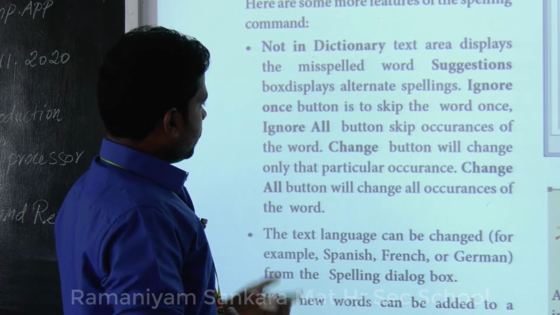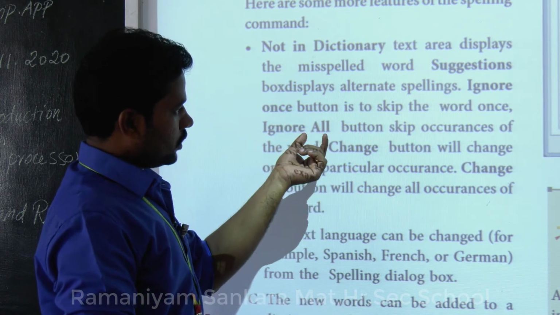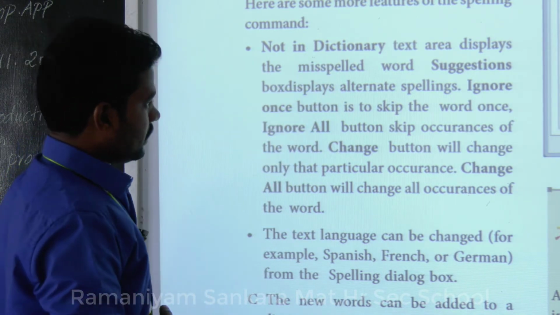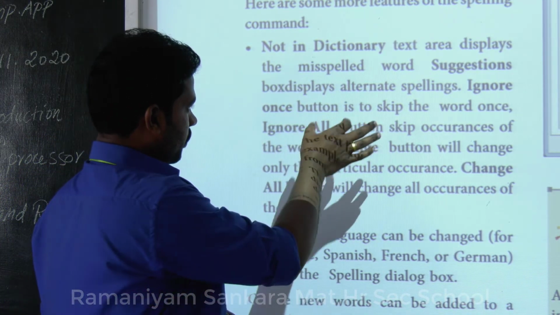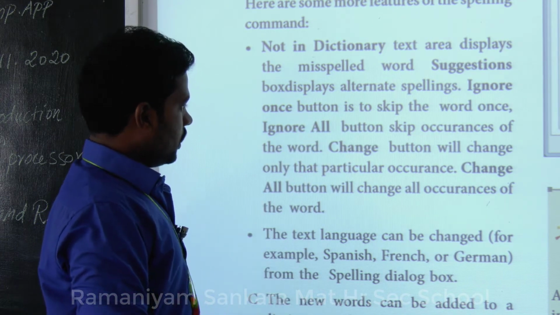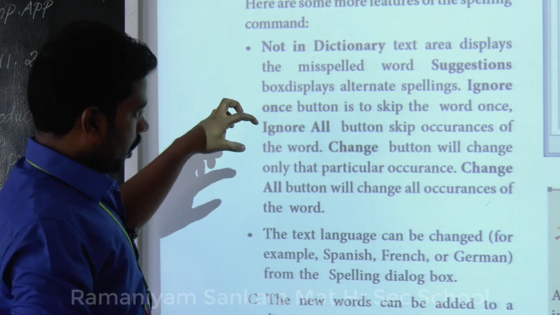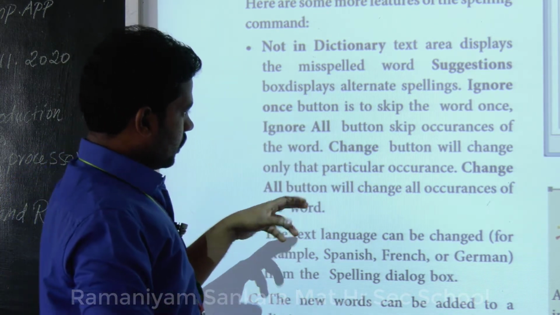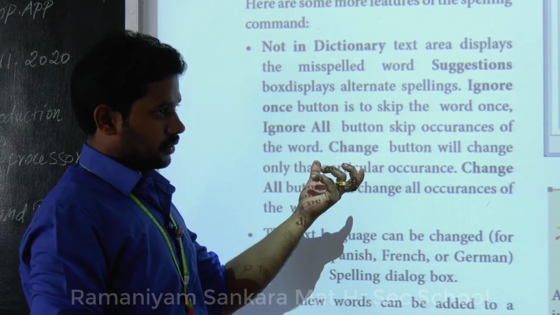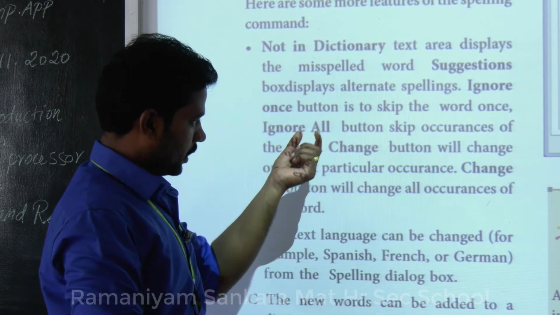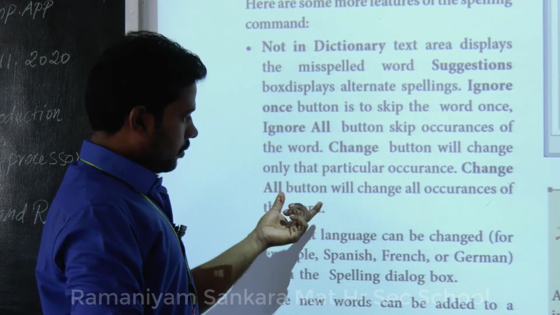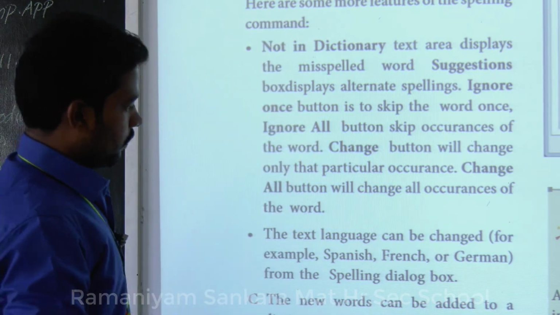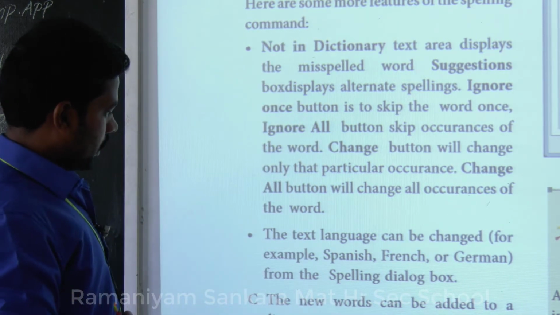And the next one, the Ignore Once button. This button is used to skip the word once. So if you want to skip and go to the next line or the next paragraph, you can use this feature, Ignore Once. The Ignore All button is used to skip all occurrences of the word. And the next feature is the Change button. This Change button will change only that particular occurrence, and the Change All button will change all the occurrences of the word. So these are the other features available in the spelling and grammar dialog box.